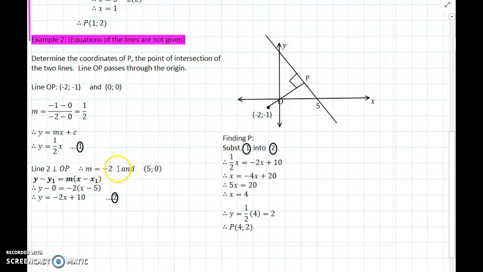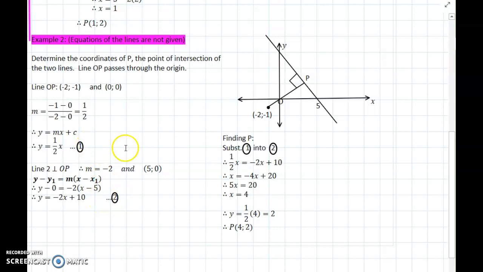So that's all I need for an equation of a straight line: a gradient and a point. So I'm going to use the gradient-point format, y minus y1 is equal to m times (x minus x1). Therefore, y minus 0, gradient is -2, times x minus 5. Simplify this equation, you get y equal to -2x plus 10. Now I have the equations of my two lines, and now I can solve them simultaneously.